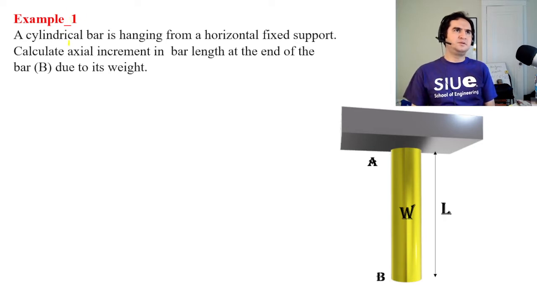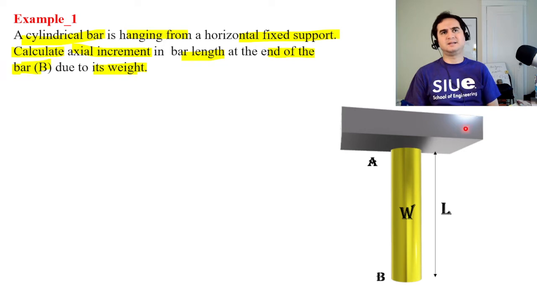Just consider we have a cylindrical bar which is hanging from a horizontal fixed support at the top here. We want to calculate the axial increment in bar length at the end B due to the weight of the bar. So we have a cylindrical rod AB with a length of L and weight of W, which is hanging from a horizontal fixed support at the top.